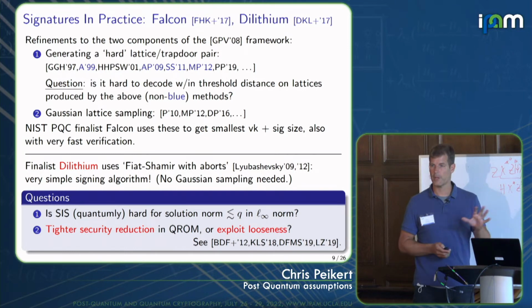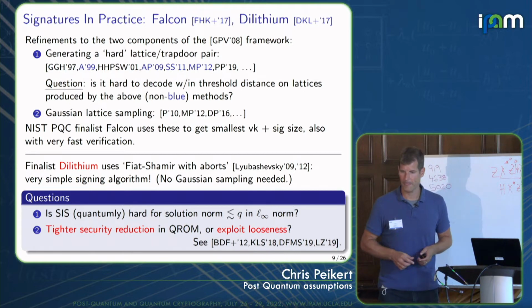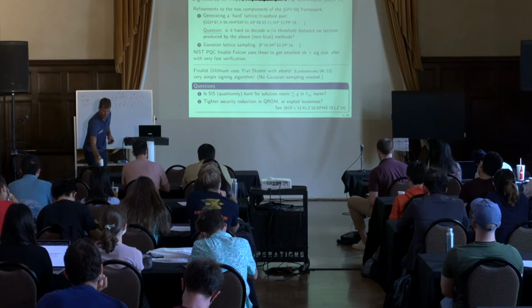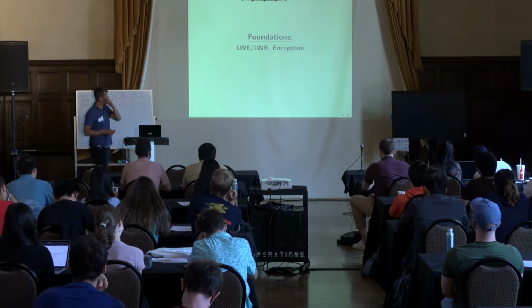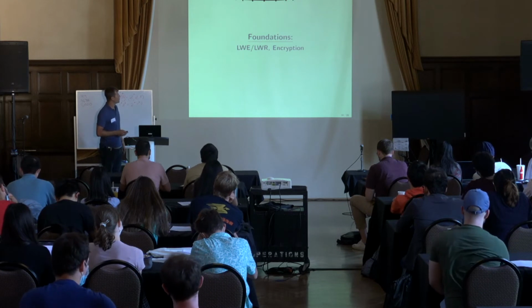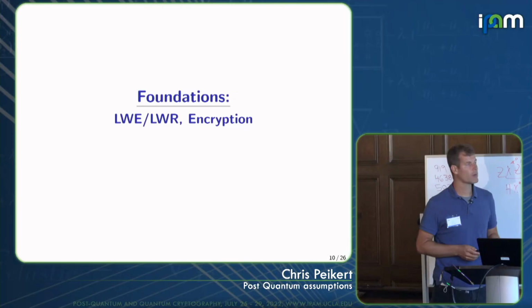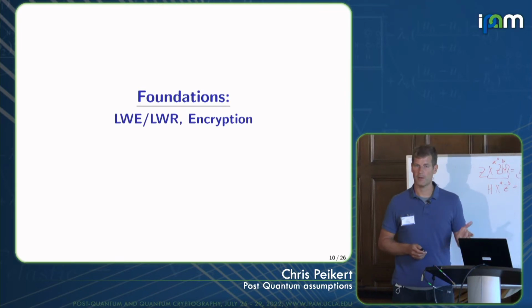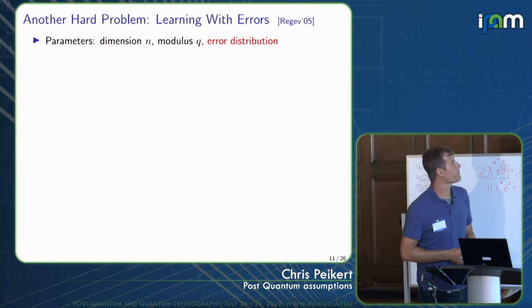So any general questions about those before we shift gears a little bit? OK, so let's now go to the second part of the foundations, which is the LWE, learning with errors, family of problems, and how that can be used to get public key encryption and encryption-like primitives.